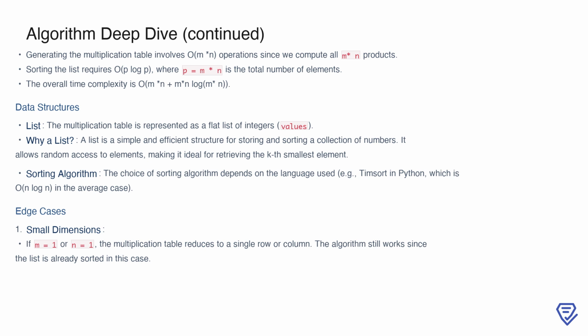Additionally, the sorting algorithm used depends on the programming language. For instance, in Python, the built-in sort method uses timsort, which has an average case complexity of n log n. Despite its simplicity, this approach faces challenges with edge cases and performance on larger inputs, which we'll discuss next.